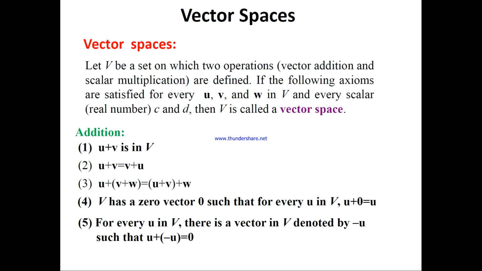Now the fifth axiom here is, for every u in V, there is a vector in V denoted by minus u such that u plus of minus u should also be equal to 0. So if these 5 axioms are followed by these 3 vectors u, v and w which are present in V, then we can say V is called a vector space.